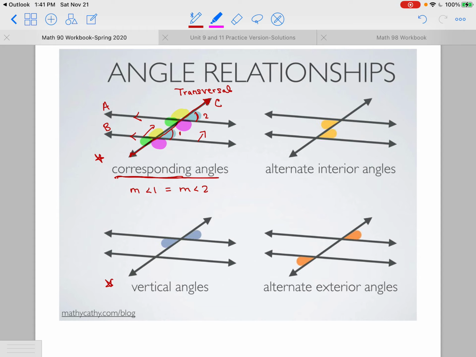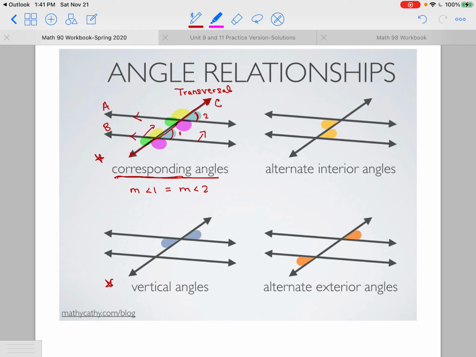We could set those little expressions equal to each other because they were sitting in exactly the same spot. So we're using the idea of corresponding angles to help us solve for the degrees. Okay. So that's a biggie.